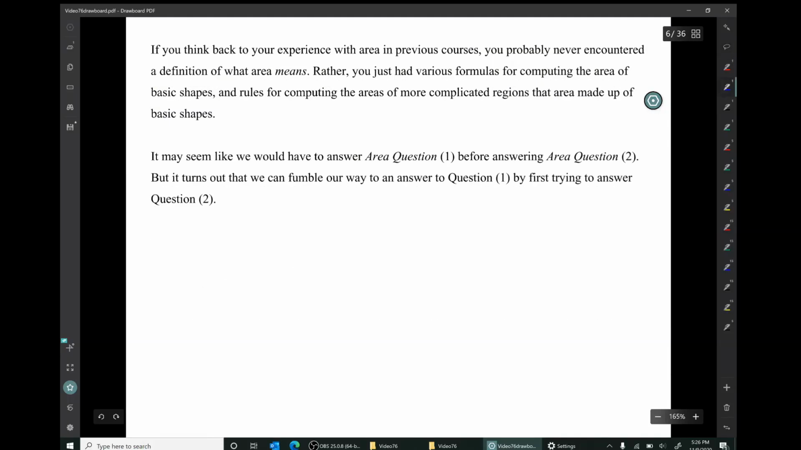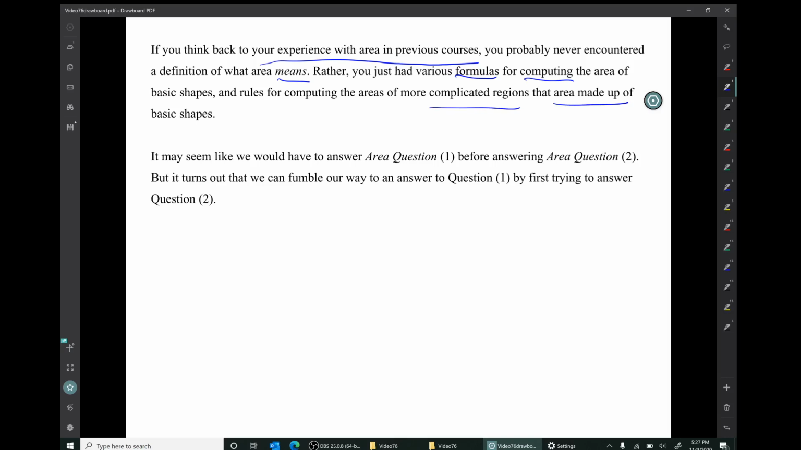The first question might seem a little strange. I mean, how do you define the area? But if you think back to your experience in previous courses, you probably never encountered a definition of what area means. Rather, you just had various formulas for computing the area of basic shapes and rules for computing the areas of more complicated regions that were made up of basic shapes.